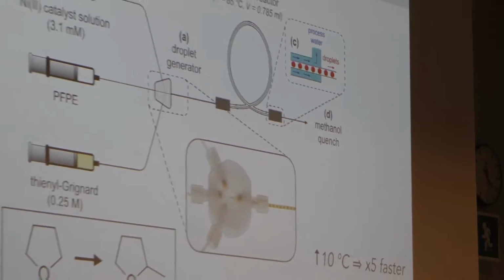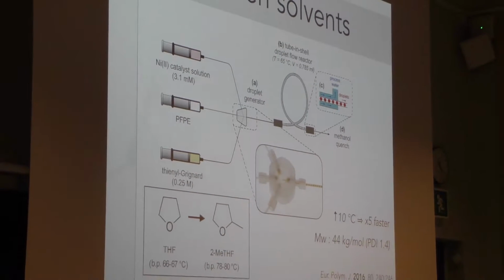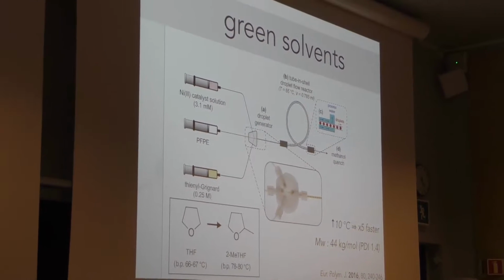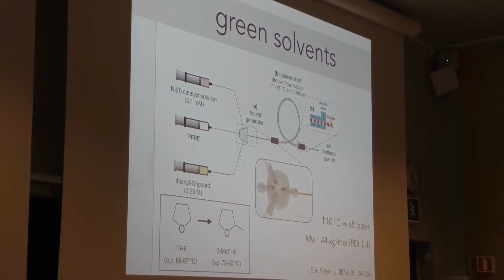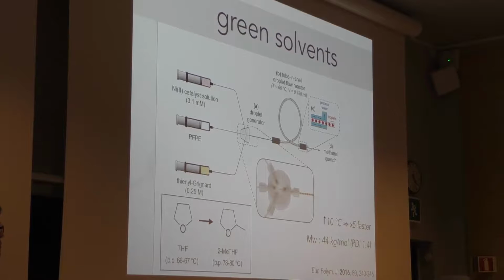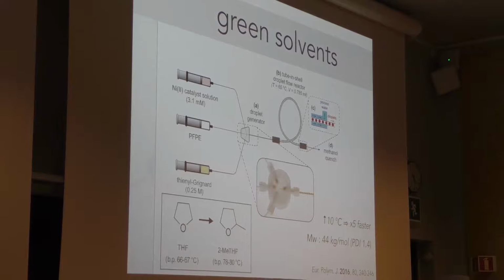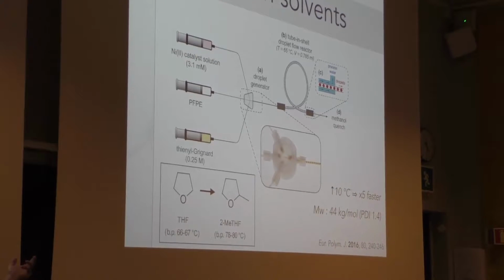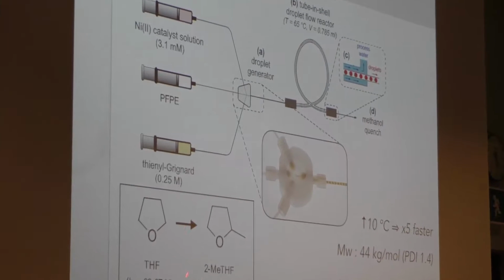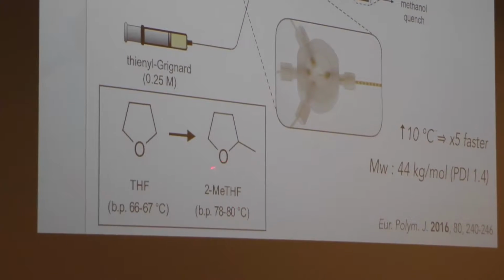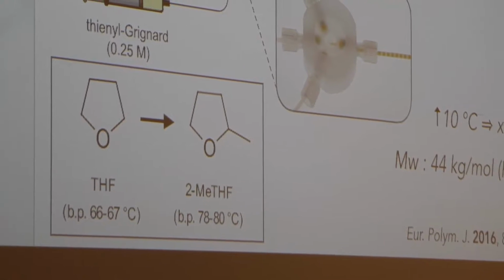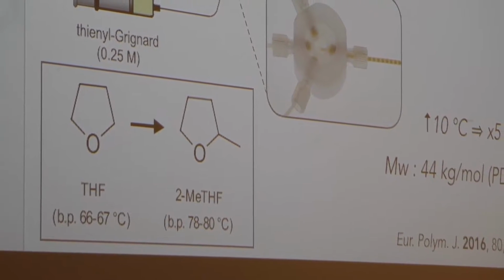So more recently we've been looking at scalability and how we can actually do this on large scales, and one of the nice things that we looked at was using green solvents. THF is pretty expensive in terms of the energy consumed in making THF. So we thought if we tried to use a bio-derived derivative, which is 2-methyl THF, it might be quite a nice way to improve the green factor of this process.